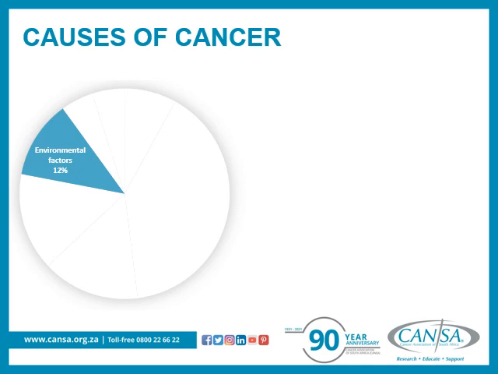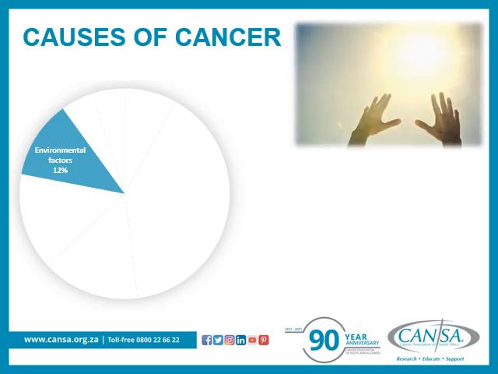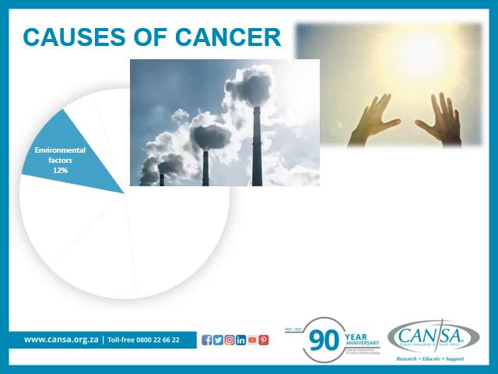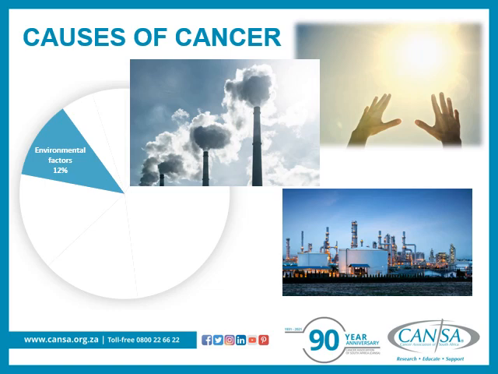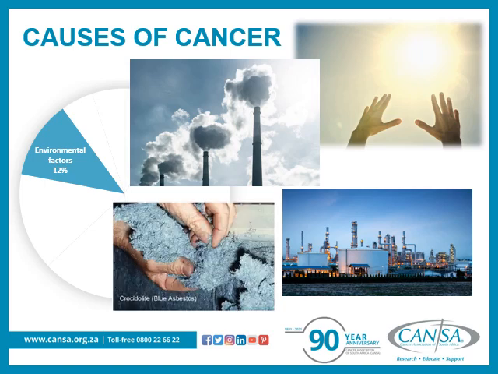About 12% of cancers are thought to be caused by factors in our environment. These include UV radiation from the sun or from sunbeds or tanning booths, from air pollution, or from exposure to hazardous substances in mines or factories, like benzene or asbestos, to name just a few.